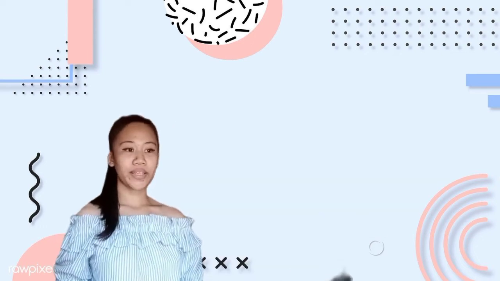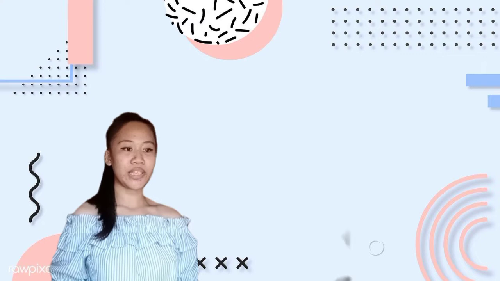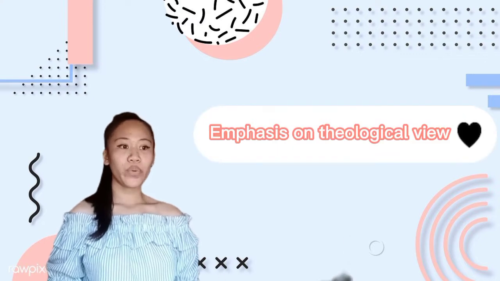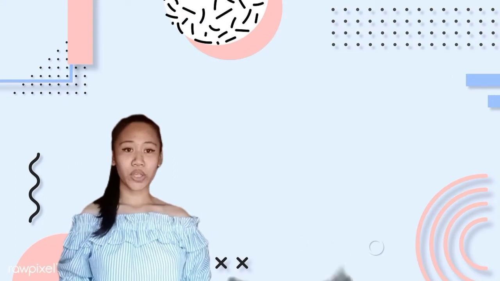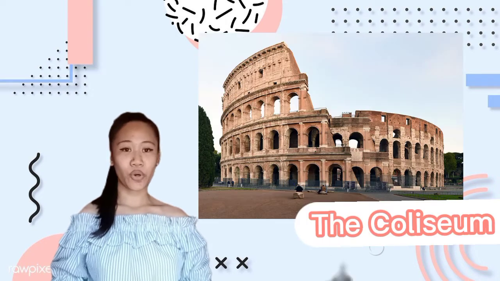In Roman art, it places heavy emphasis on theological view, with the possible exceptions of Avicenna and Averroes. Here is an example of an architectural design in the Roman era.